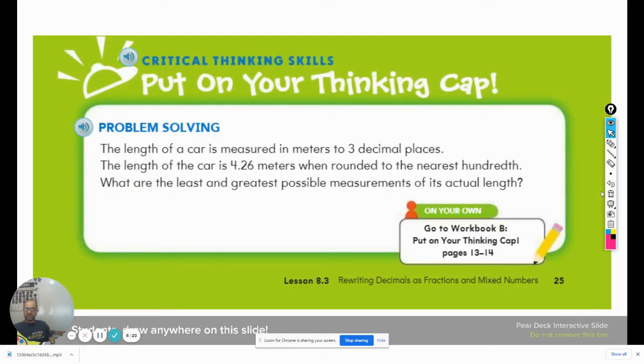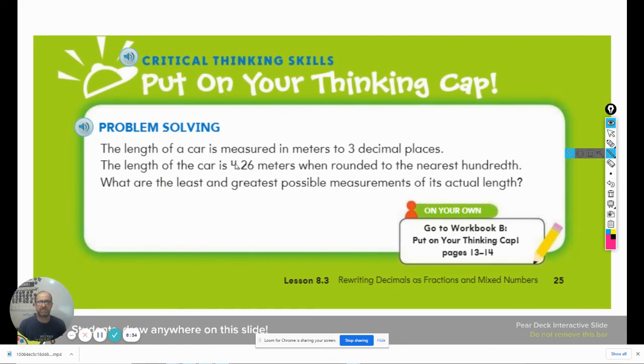Oh, put on your thinking cap. Oh, you know what? I would normally skip over these and let you suffer, but I kind of like these. Okay? Yeah, these are kind of funky. The length of the car is 4 and 26 meters when rounded to the nearest. Okay, so the length of a car is measured in meters to 3 decimal places. The length of the car is 4.2 something. We don't know what it is when rounded to the nearest hundredth. Okay, what are the least and greatest possible measurements of its actual length?